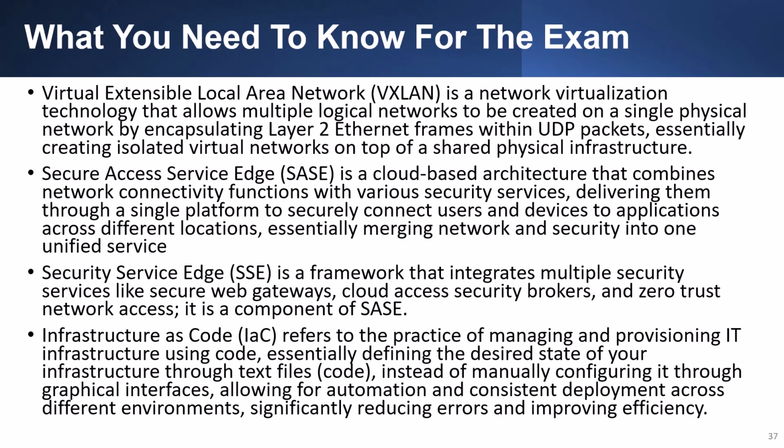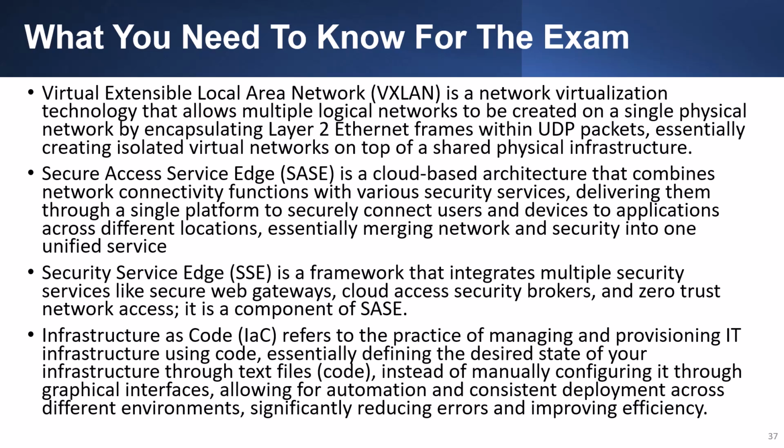In summary, Virtual Extensible Local Area Network, or VXLAN, is a network virtualization technology that allows multiple logical networks to be created on a single physical network by encapsulating Layer 2 Ethernet frames within UDP packets, essentially creating isolated virtual networks on top of a shared physical infrastructure. Secure Access Service Edge, or SASE, is a cloud-based architecture that combines network connectivity functions with various security services, delivering them through a single platform to securely connect users and devices to applications across different locations, essentially merging network and security into one unified service.